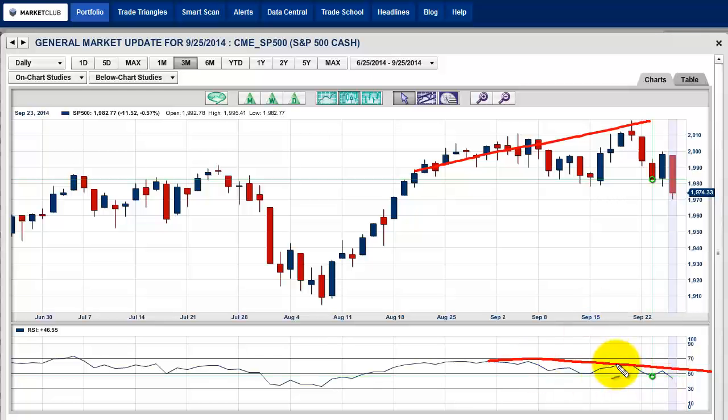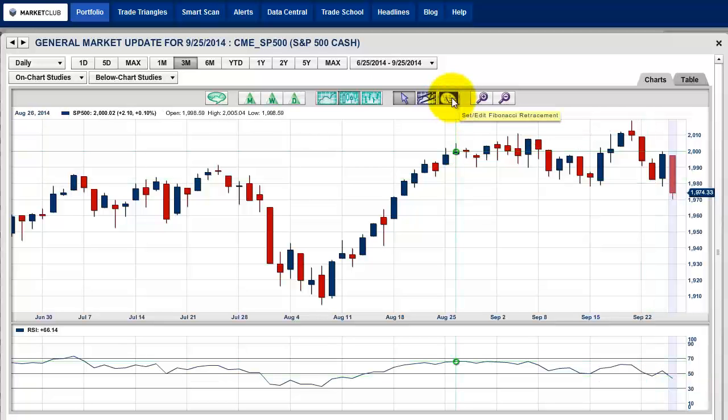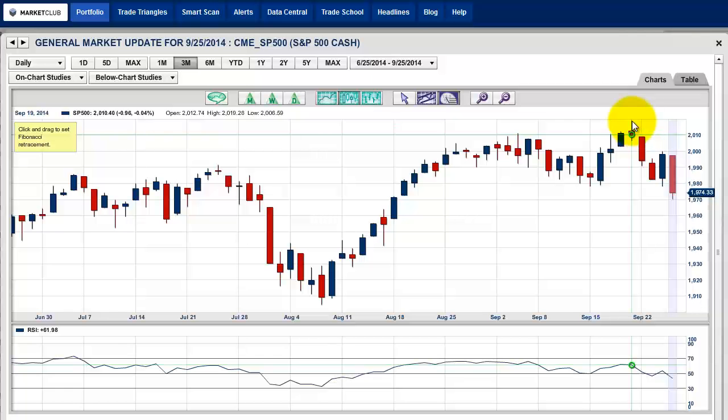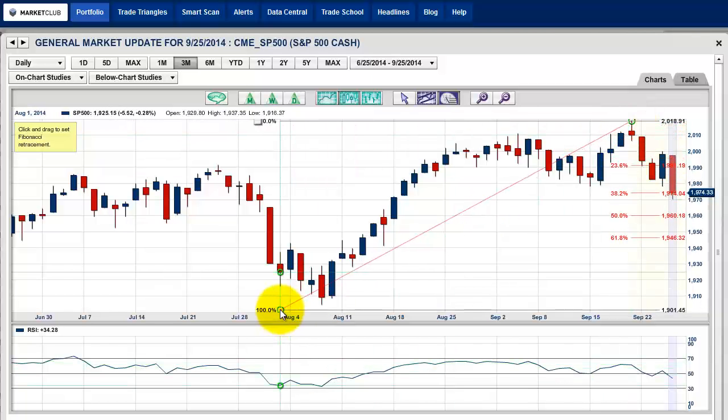Now, I want to show you today how you can measure using another tool, which is right here, the Fibonacci tool. Very powerful, easy to use tool, and it gives you some great insights into the market. So let's clear the screen and go to the Fibonacci tool. You just click here once, go to the highest point you can see on the chart, click once again, and then drag it to the lowest point you can see on the chart.